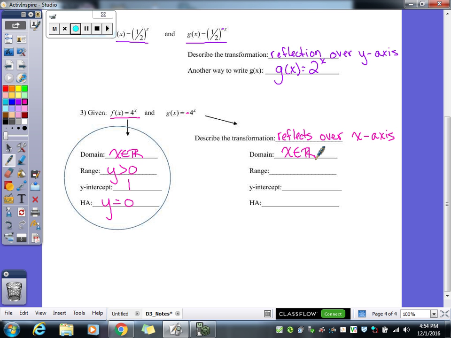Our domain is x is an element of the reals. Since it reflected over the x-axis, everything changes. So instead of being greater than, it's going to be a less than. Our y-intercept is now a negative 1, but our horizontal asymptote is still at y equals 0. So if you're unsure about something, put it in your calculator, take a look at the graph. Let's see what it does that way. And then, as I said, all those transformation rules are exactly the same.